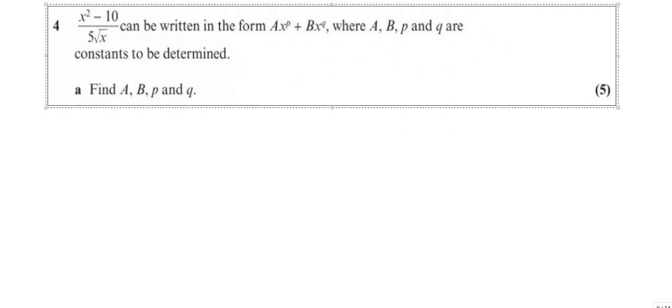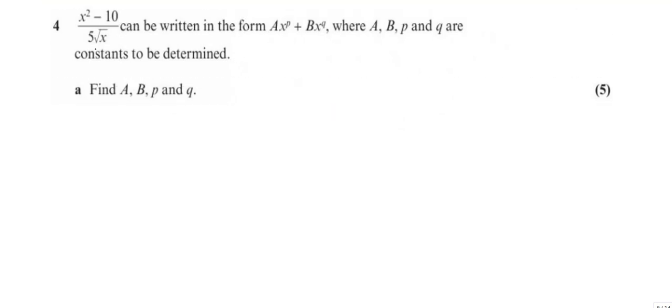Okay. For number 4, they say (x squared minus 10) over 5 root x can be written in the form a x to the p plus b x to the q, where a, b, p, and q are constants to be determined. This is a small p, okay? It's not clear. Yani, we want to change this and make it in this form.